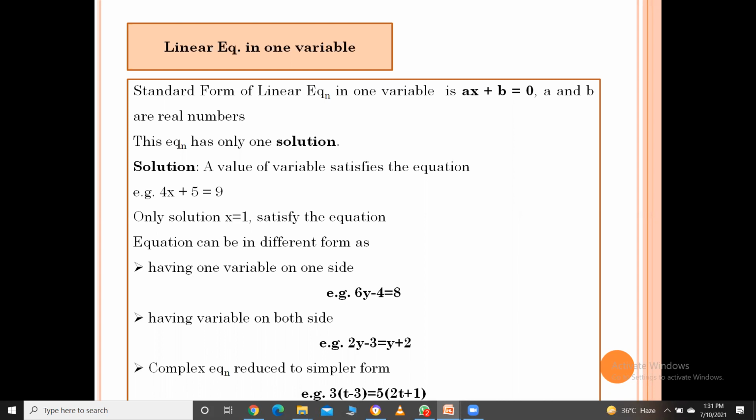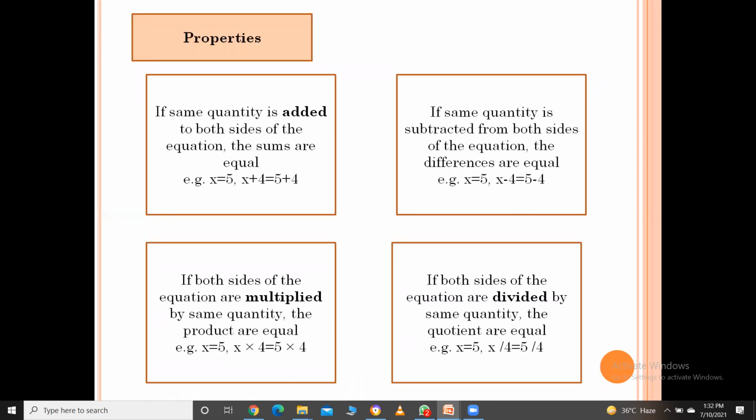Equations can be in different forms: having one variable on one side, having variables on both sides, and complex equations which you reduce to a simpler form to find the value of the variable. Here are some properties which we use in the balancing method. If the same quantity is added to both sides of the equation, the sums are equal. If the same quantity is subtracted from both sides of the equation, the differences are equal. If the same quantity is multiplied or divided on both sides of the equation, the product or the quotient will be equal. These are the properties of the balancing method.